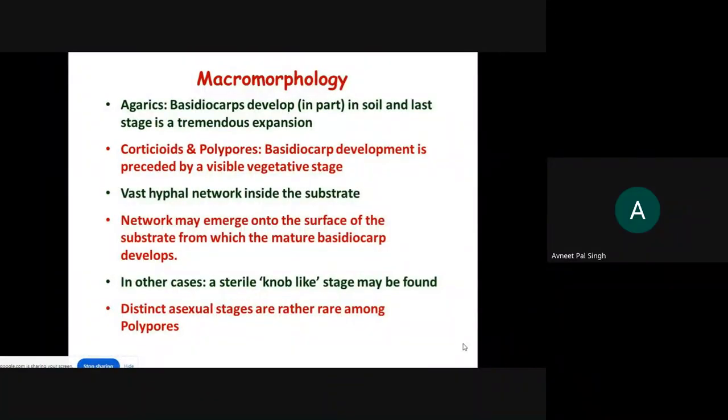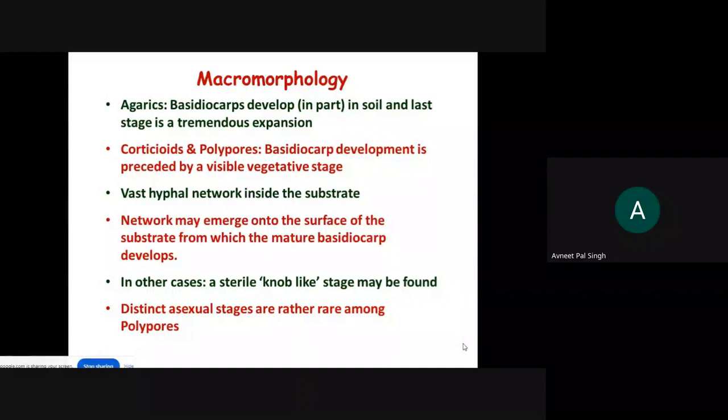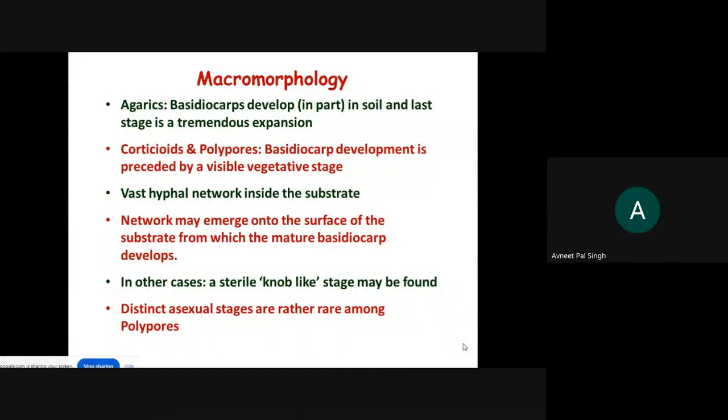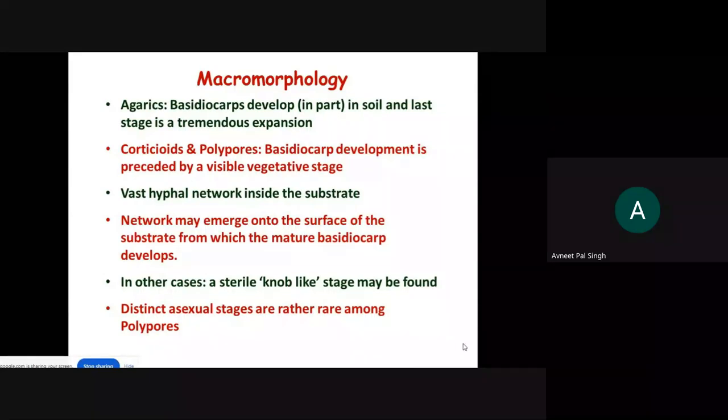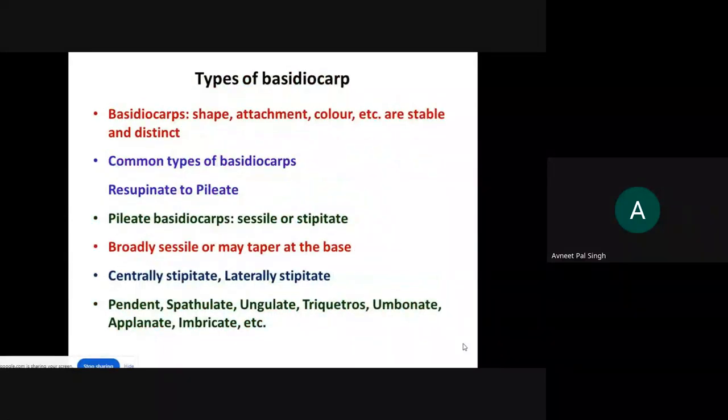Okay. So this is the morphological character set which we need to look upon, and that will help to get some kind of data which will be later used for their placement and identification. Let's begin our discussion with the first character. The first set of morphological characters is the nature of basidiocarp. These basidiocarps are highly variable in their shape.